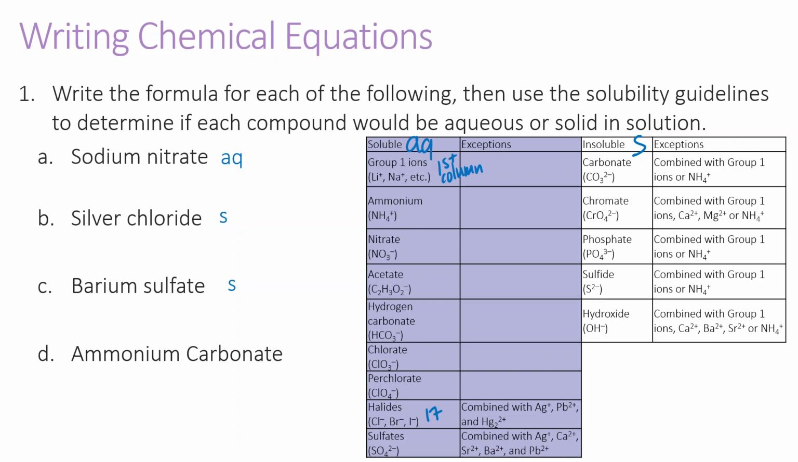So we can look at the next one, which is ammonium carbonate. So there's two places I can look here. First, I can look at ammonium. That is always soluble with no exceptions. Or I could look at carbonate. Carbonate is always insoluble except when combined with ammonium. So the rules won't contradict themselves, and they're used to determine if something is going to be a solid or if it will be aqueous if it forms in solution.